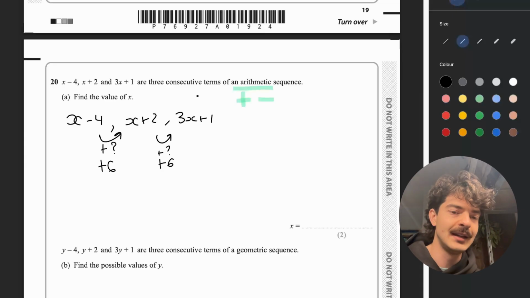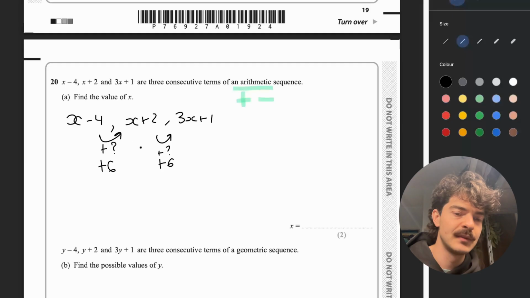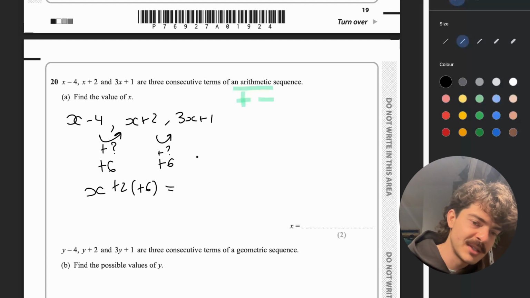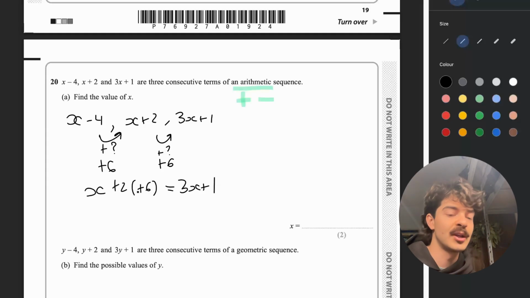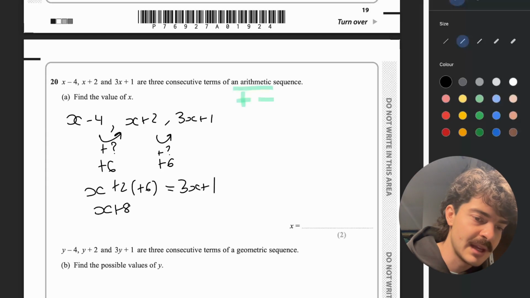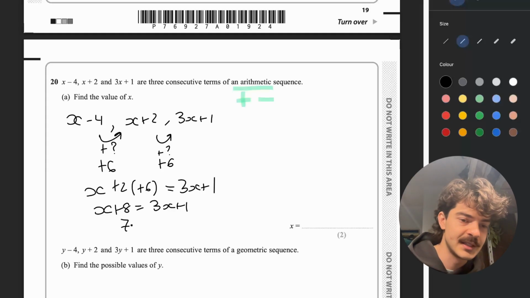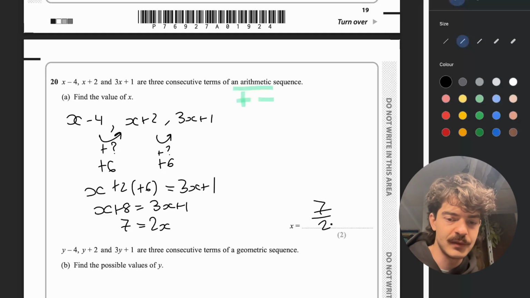So let's analyze the situation here. We've got x minus 4 gets to x plus 2, and this is a distance of plus 6. But going from x plus 2, if we add 6, this must be equal to 3x plus 1. So we're turning that idea into an equation to solve. So x plus 8 must be identical to 3x plus 1. Let's rearrange this. Take the 1 from the left-hand side, 7. Take away the x, move it to this side, 2x. Therefore, x is equal to 7 over 2.